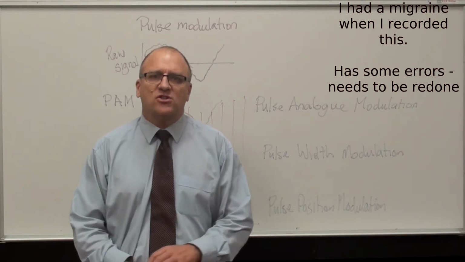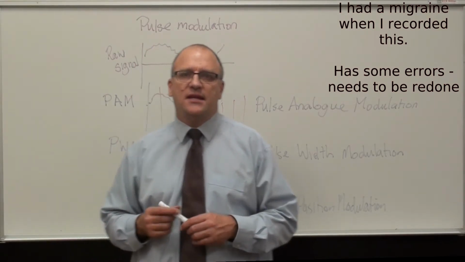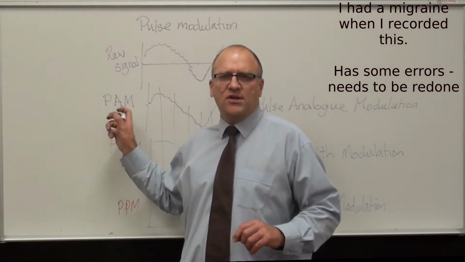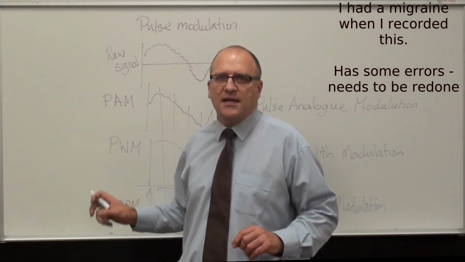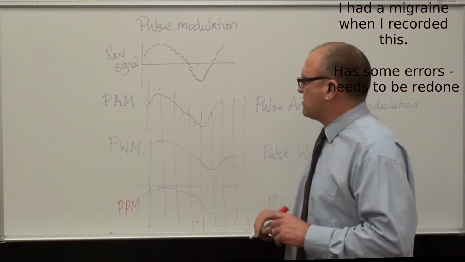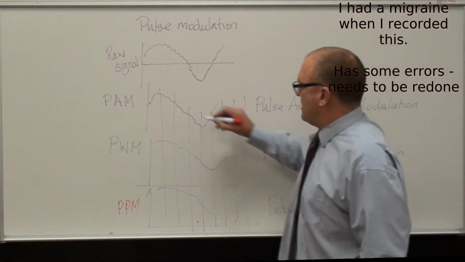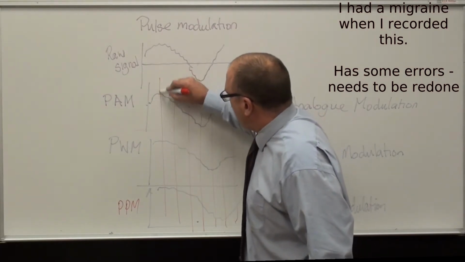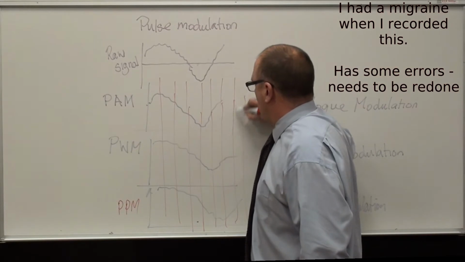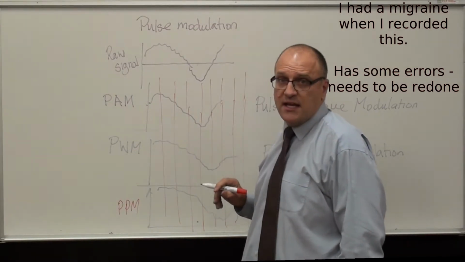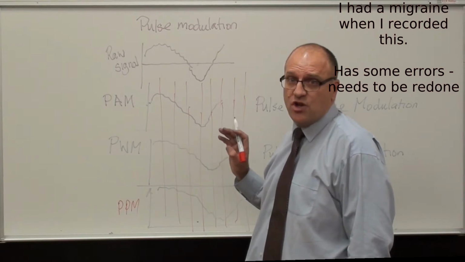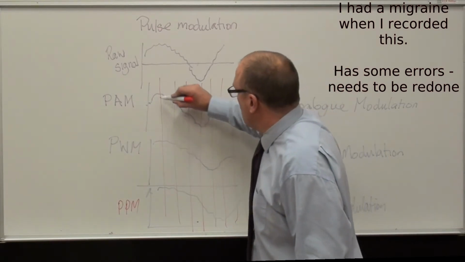Other forms of pulse modulation commonly used in telecommunications: pulse analog modulation, pulse width modulation, pulse position. Let's have a look at pulse analog modulation. It's fairly easy. As you know, I've drawn in the lines here. They are set. Computer works on a clock frequency. It takes a pulse at a predetermined position in time.